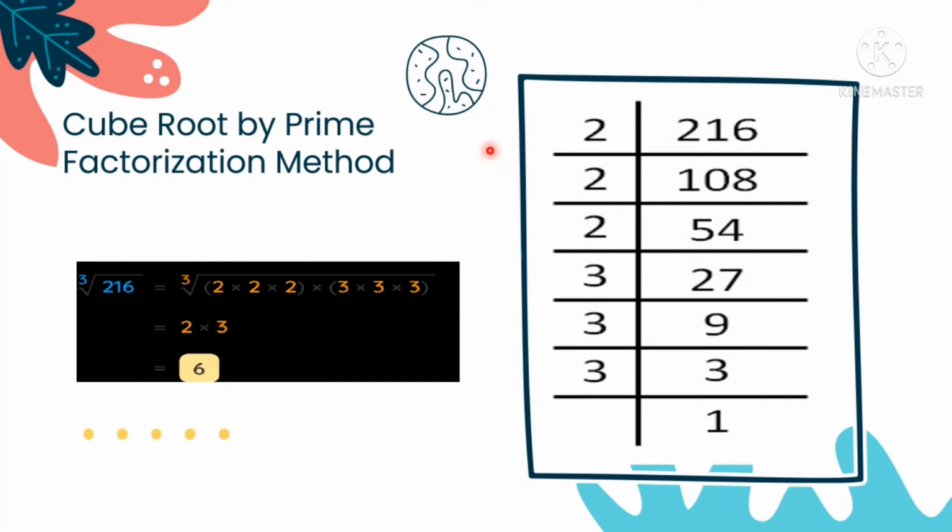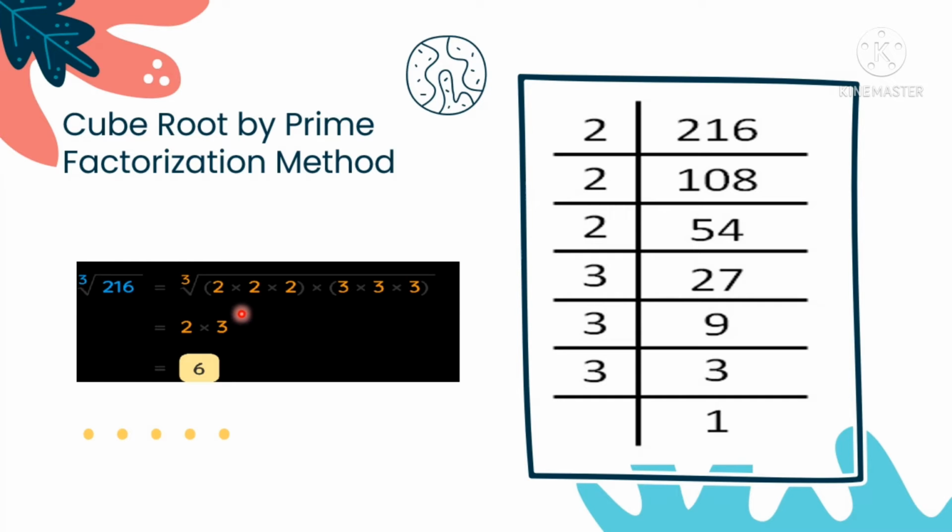Suppose we need to find the cube root by the prime factorization method. You have already done this method in squares and square roots also. If you have any query about this method, kindly watch my previous videos. Suppose we have to find the cube root of 216. What do we need to do? Same as before, first we find the prime factors of the number: 2 into 2 into 2, 3 into 3 into 3. These are the prime factors. Since we are finding the cube root, we have to make groups of 3.